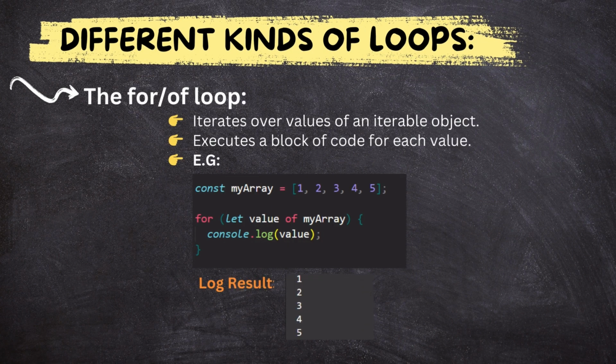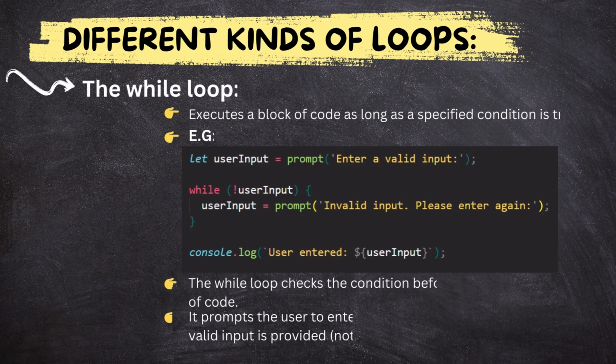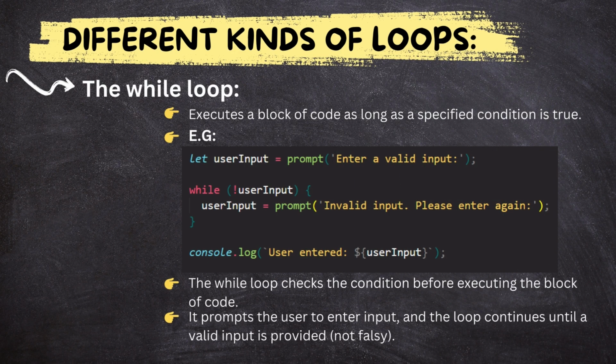After this, we have the for of loop. This loop iterates over the values of an iterable object such as an array or a string and executes a block of code for each value. For example, we can use this loop to print each element of an array or each character of a string. And after this, we have the while loop. This loop executes a block of code as long as a specified condition is true. For example, we can use this loop to run a code until the user enters a valid input.